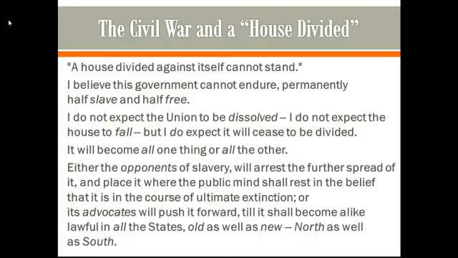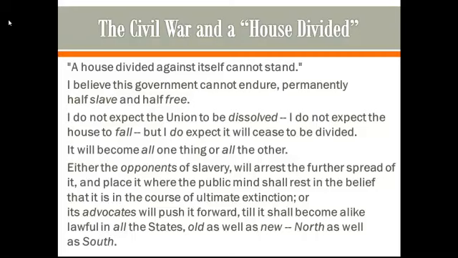Either the opponents of slavery will arrest the further spread of it and place it where the public mind shall rest in the belief that it is in the course of ultimate extinction, or its advocates will push it forward till it shall become alike lawful in all the states, old as well as new, north as well as south."